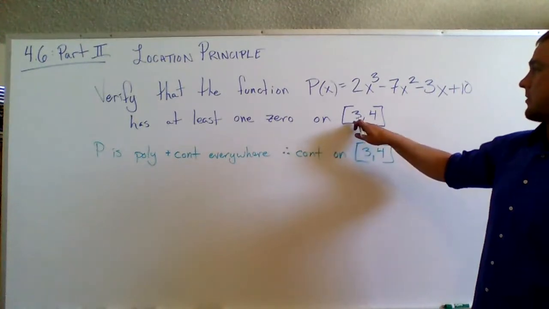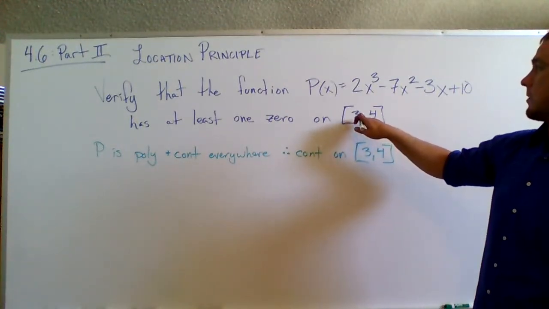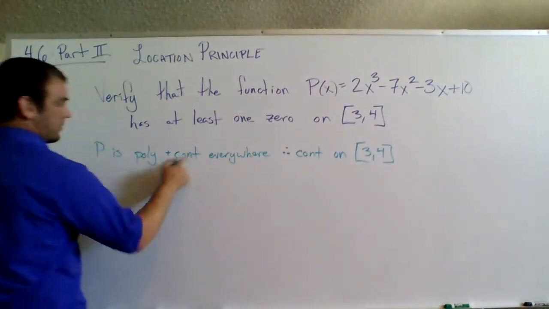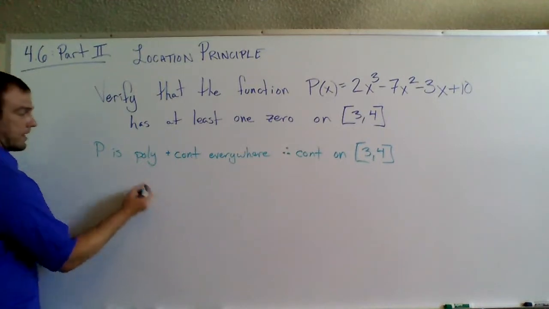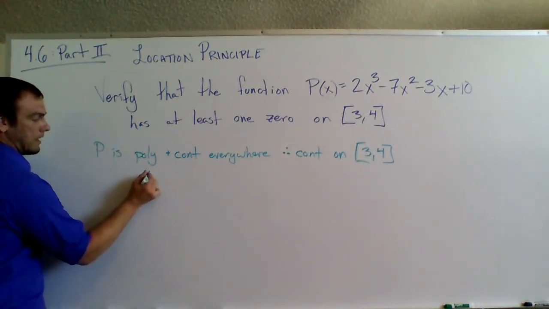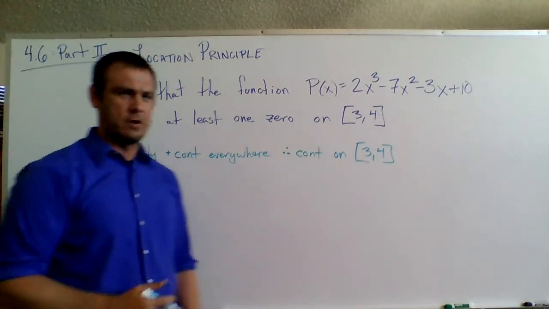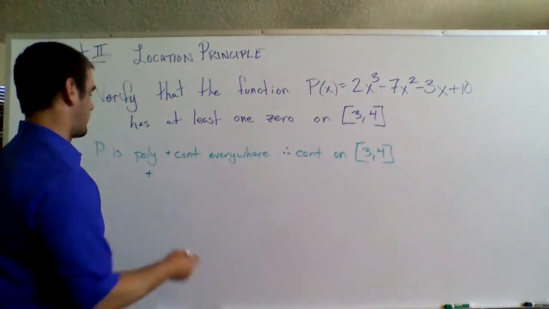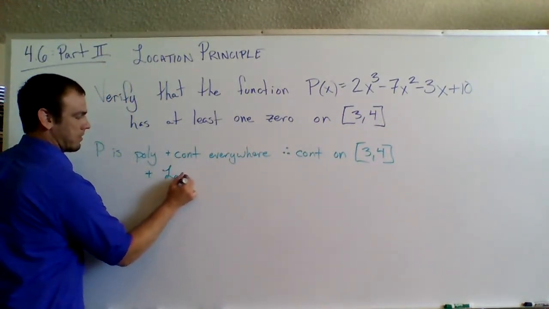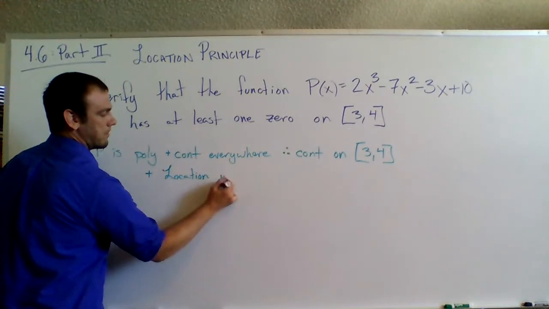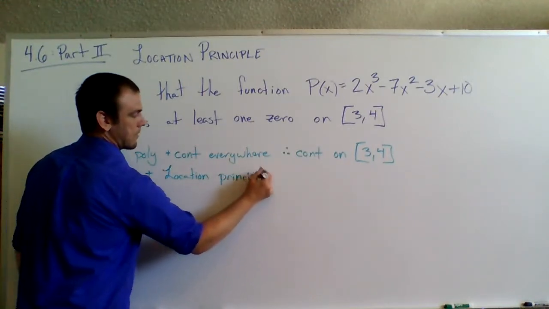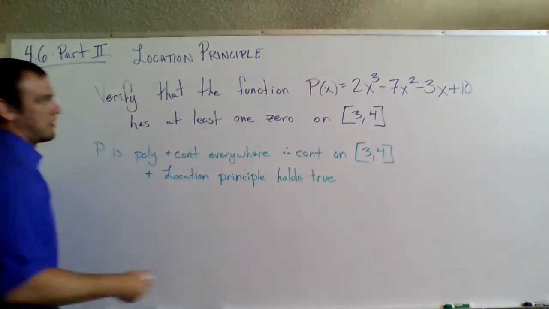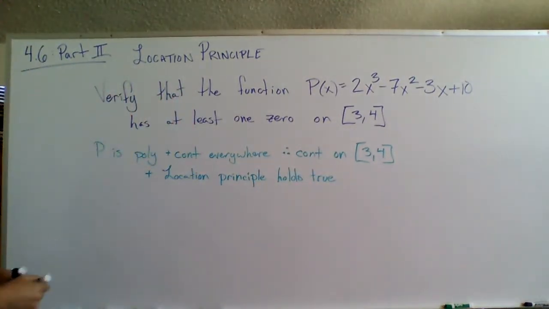So what we're also going to have to do is figure out our outputs for 3 and 4. I'm just going to add on to this: P is polynomial and continuous everywhere, therefore continuous on that. Do we want to put the location principle holds true here, or have them figure out our outputs first? I would say the location principle holds true first. Now we want to figure out what P of 3 is and what P of 4 is.